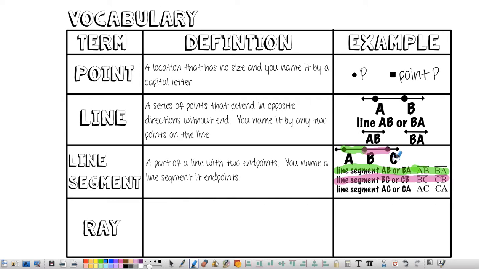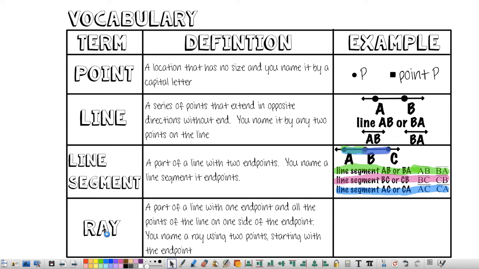Okay, so the word segment means part. It's a section. And then here you also have line segment AC, so from A to C. So line segments AB and BC are within line segment AC. Okay, and again, you can name it using words or symbols. Just remember that your symbols have to have that line segment symbol above with no arrows.